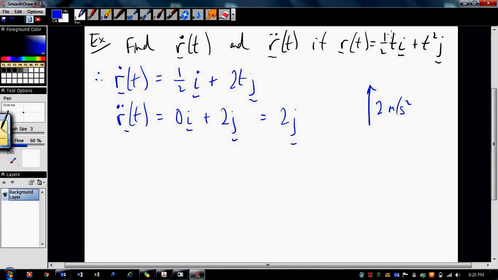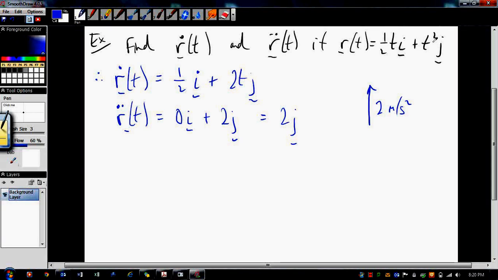All you do is you take the derivative of each of the parts in there. And it's as simple as that. Let's do one in the opposite direction. Let's do one where you start with something else.